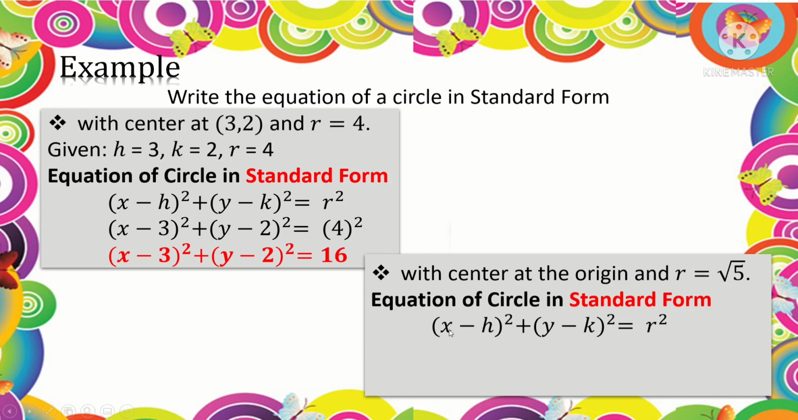The quantity x minus h to the power of 2 plus the quantity y minus k to the power of 2 equals r squared. Substitute. We have here x minus 0. The origin is (0, 0), so we have h equal to 0 and k equal to 0, and your radius is square root of 5. Simplifying, we have x squared plus y squared equals 5. The radical and the square will cancel.